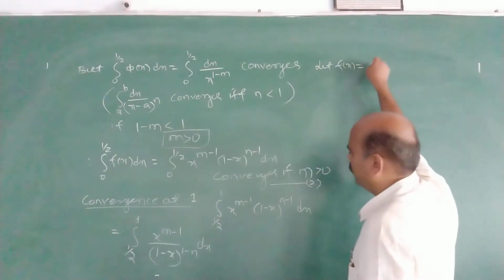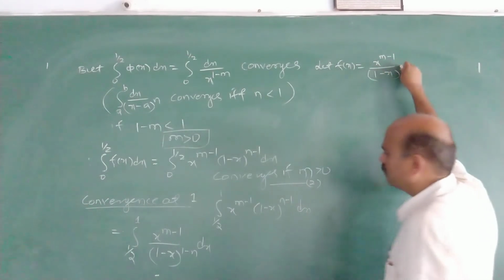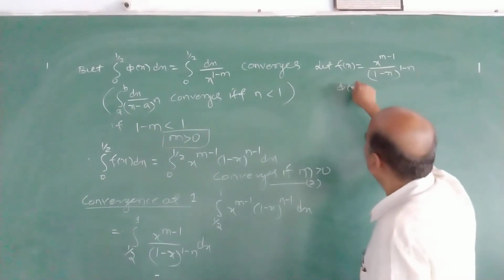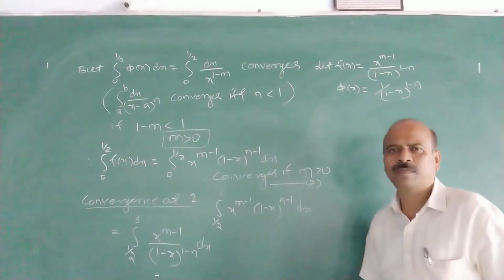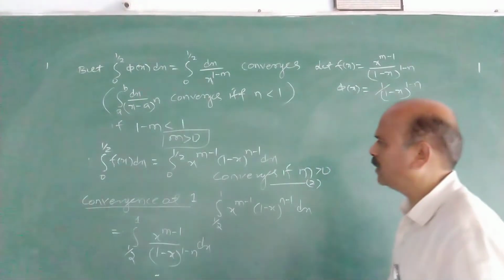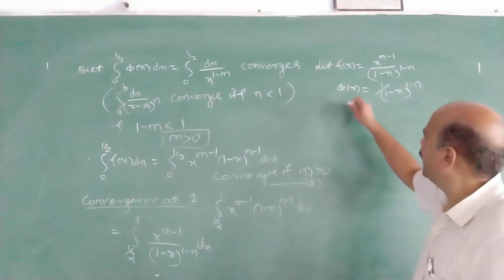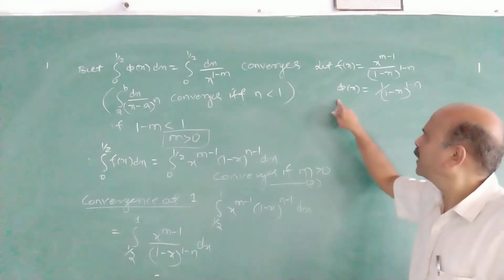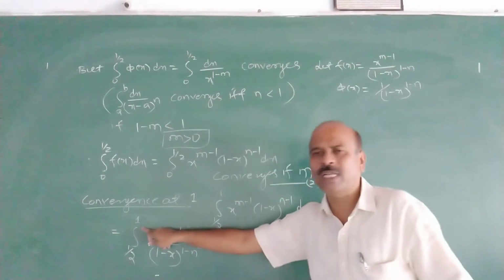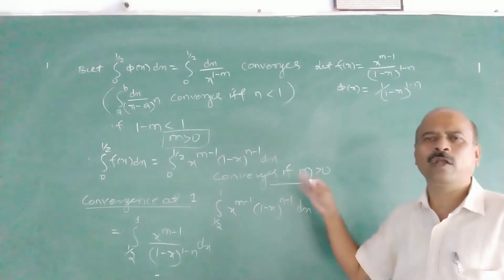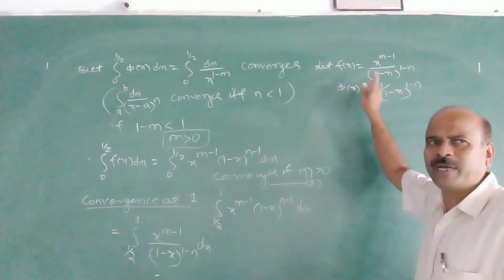What is f(x) to be taken? Let f(x) be x^(m-1) upon (1-x)^(1-n). And how do you choose phi(x)? 1 upon (1-x)^(1-n). You know the technique of choosing f(x) and phi(x); I explained it in earlier lectures. The limit of f(x) by phi(x) at the discontinuity, 1, must be finite and not 0. Then you can apply the comparison test. That is why we choose f(x) and phi(x) like this.